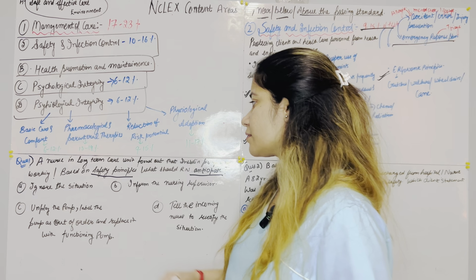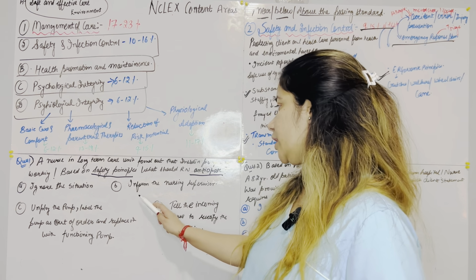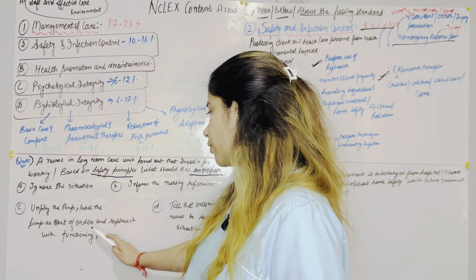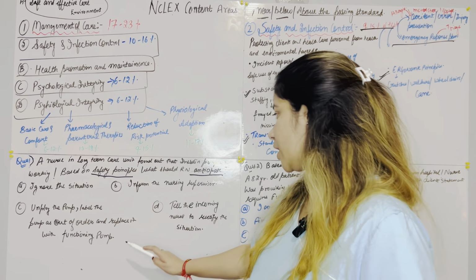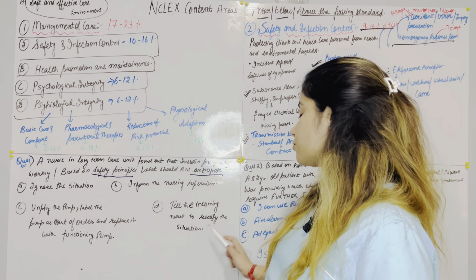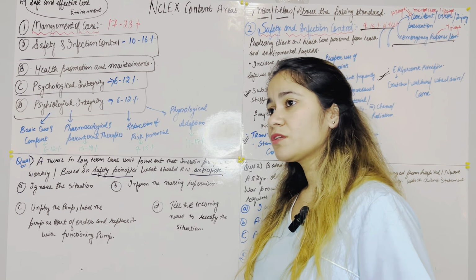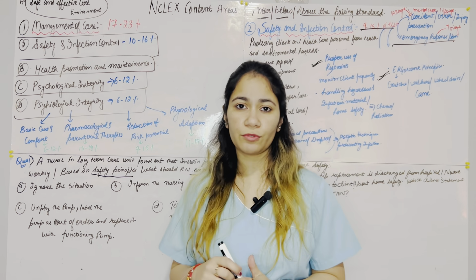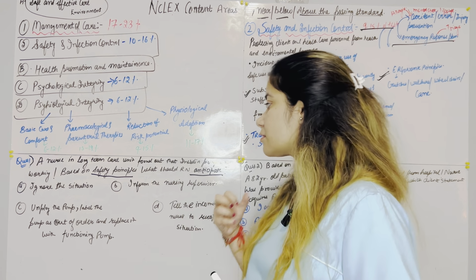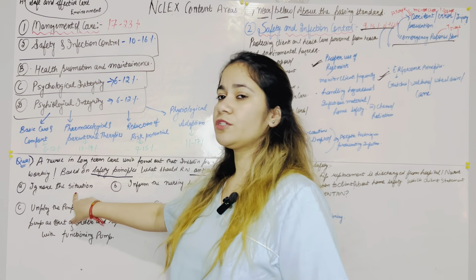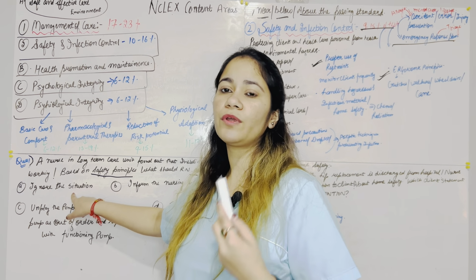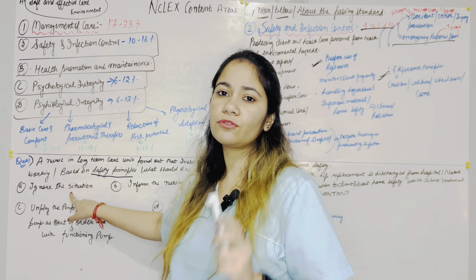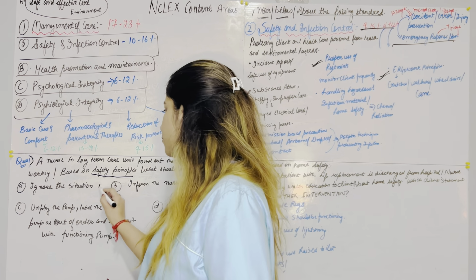The options we have are: A, ignore the situation; B, inform the nursing supervisor; C, unplug the pump, label the pump as out of order and replace it with a functioning pump; or D, tell the incoming nurses to rectify the situation. Sometimes students get confused and say, okay, we can inform the nursing supervisor in this situation, but that's not correct. So let's look ahead. First is ignore the situation. As I have already told you in my prior video, a nurse cannot ignore the situation. There is always something to do for a nurse. So this option seems to be wrong.